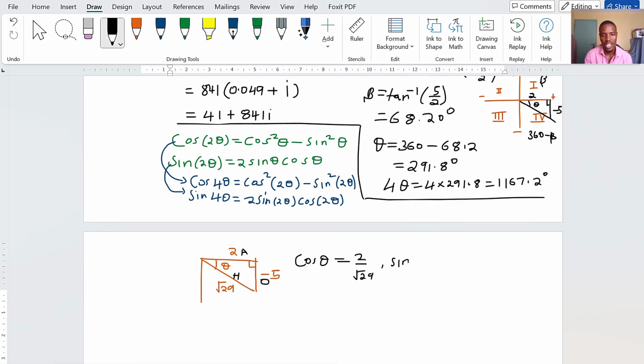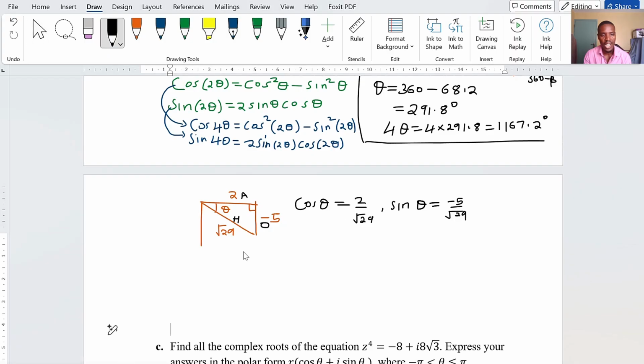And then sine theta is opposite over hypotenuse, negative 5, which is our opposite, over root 29. Now let's substitute this into our identities. Our identity says that cos 4 theta equals cos squared 2 theta minus sine squared 2 theta.